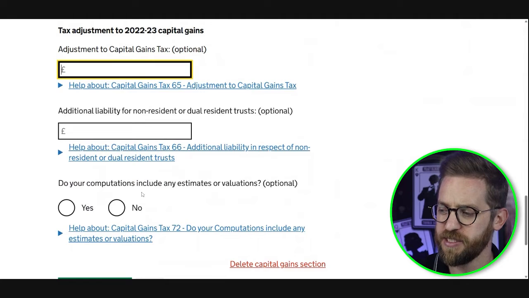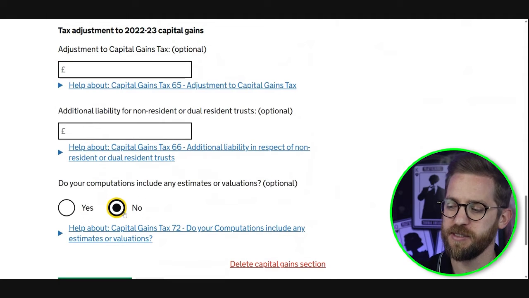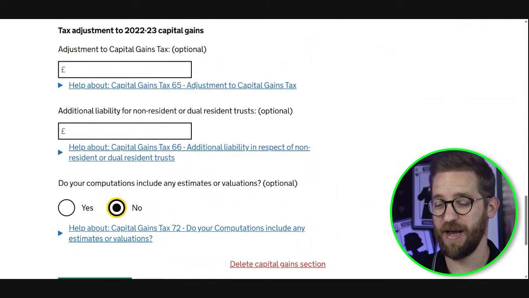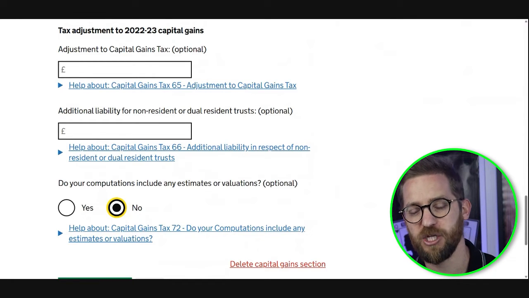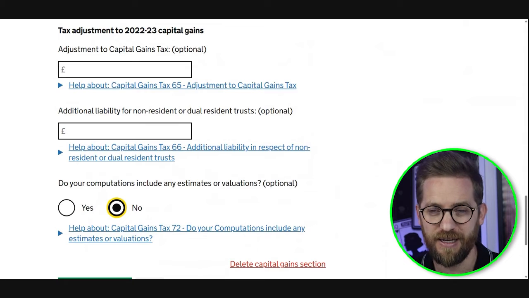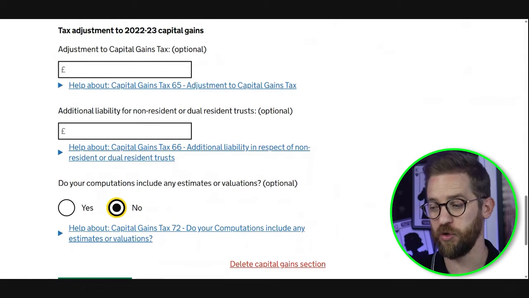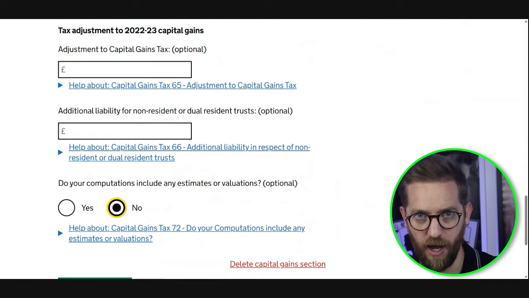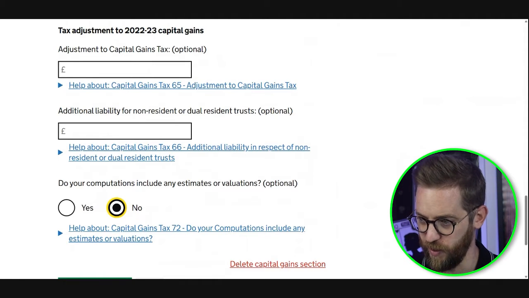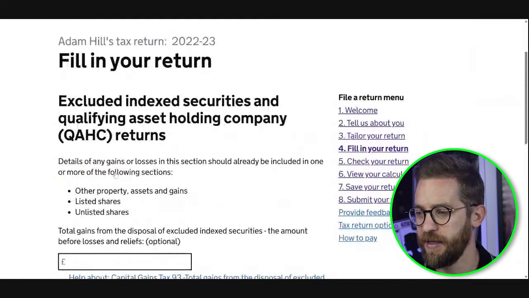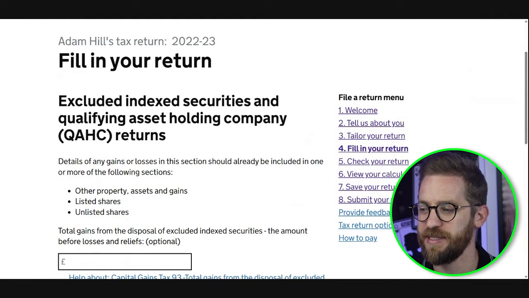Do your computations include any estimates or valuations? I'll say no, I'm happy that these are final figures. You can use estimates or valuations, but if you do, HMRC are going to expect you to come back and correct this at some point because they want the final figures. You'll usually need to give details of why you're only using an estimate as well. Save and continue.